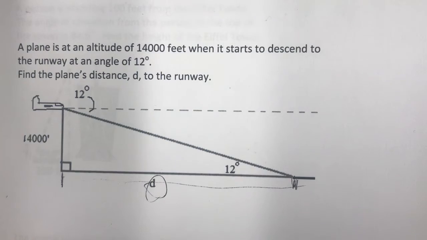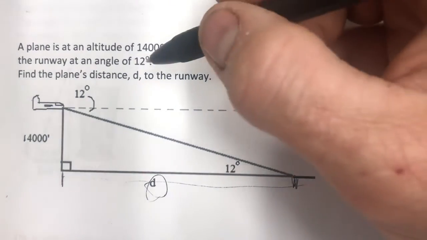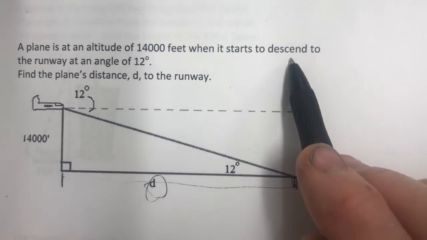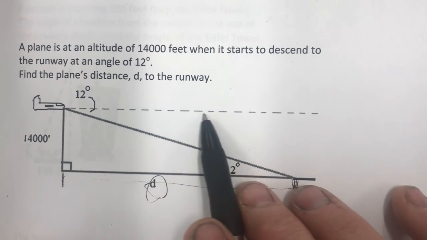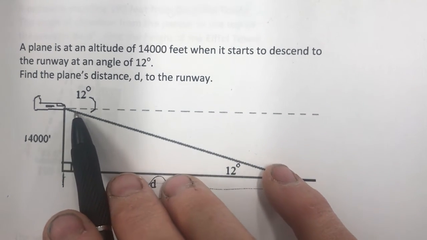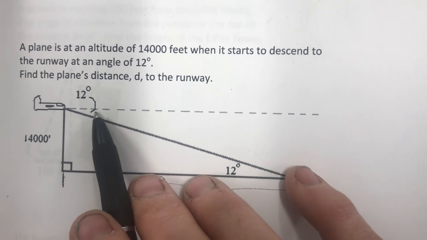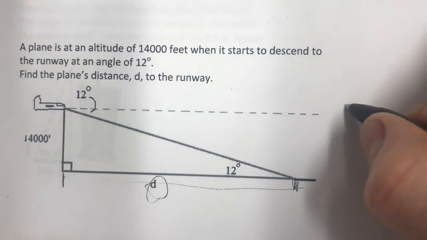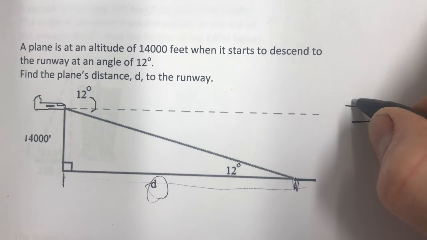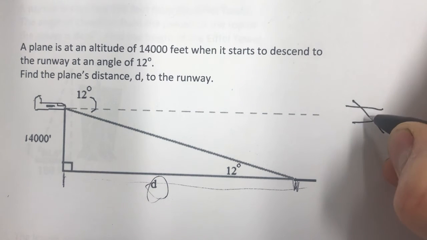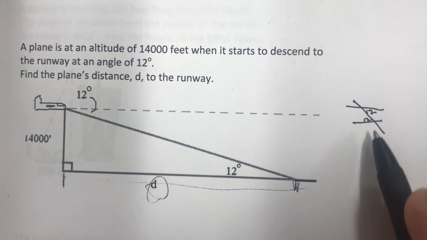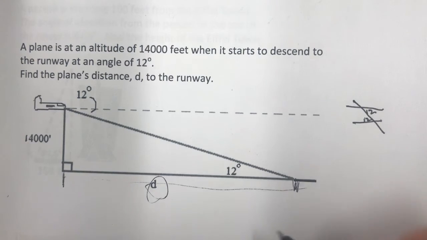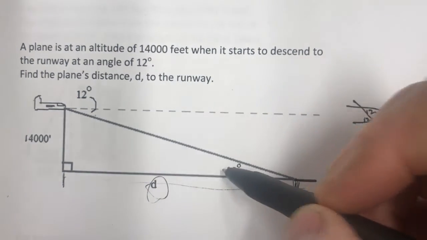Okay? Now, it says it starts to descend at an angle of 12 degrees. So like here would be level. So it's descending at 12 degrees, which means this angle right here is 12 degrees. All right, well, when you have parallel lines like this and a transversal, if this is 12 degrees, this is 12 degrees. This is from geometry, a transversal. These are alternate interior angles. So since that's 12, we know this is 12.